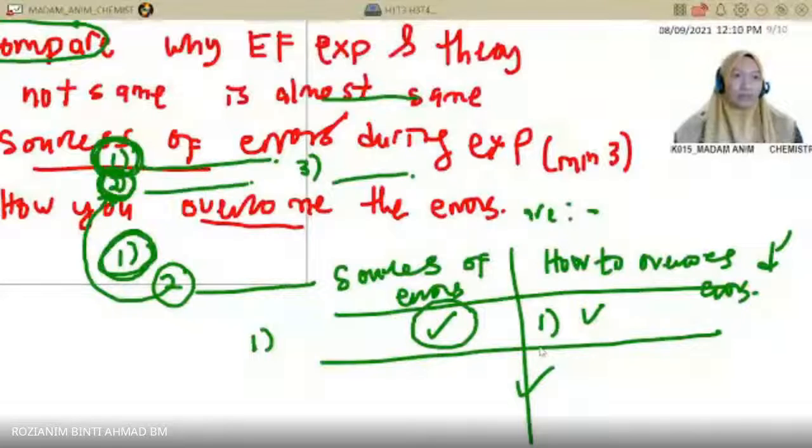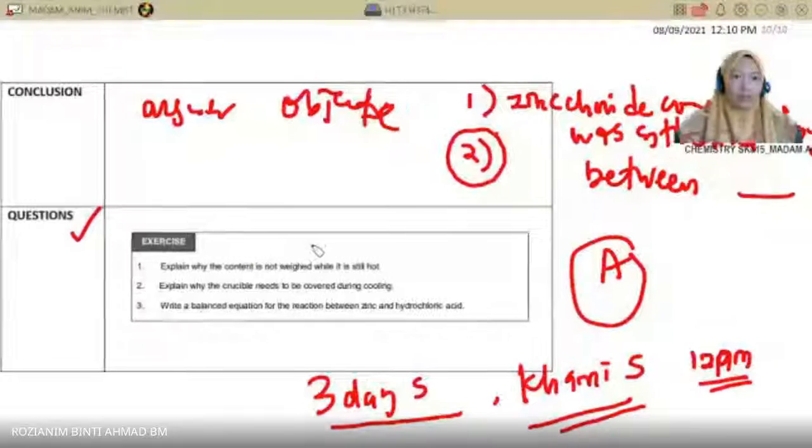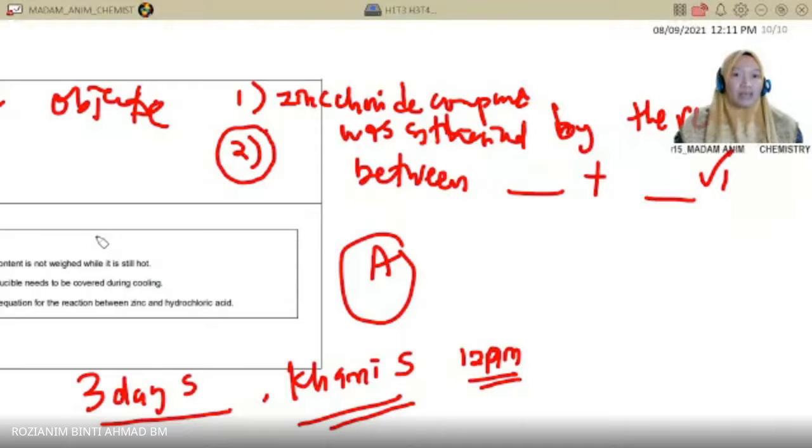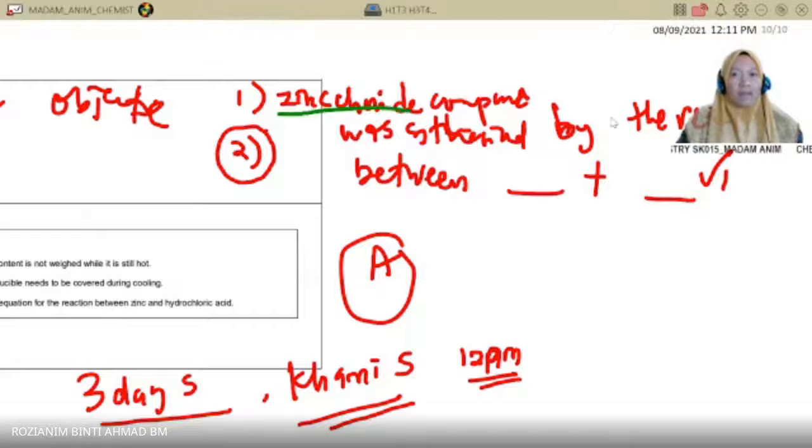Madam, nak tanya sekali, conclusion nak tulis empirical formula of zinc chloride, right? Yes, good. I want to write the empirical formula depends on my experiment or theoretical empirical formula? Depends on experiment data. Okay, thank you, madam. So, first objective adalah empirical formula. So, saya ulang ayat soalan kawan kamu. Conclusion nombor 1. Target dia adalah, okay, nombor 2.